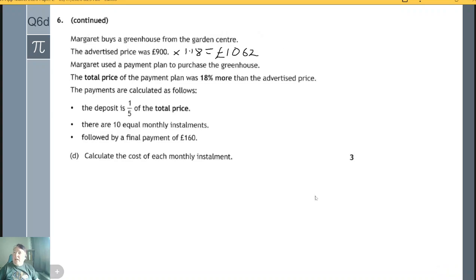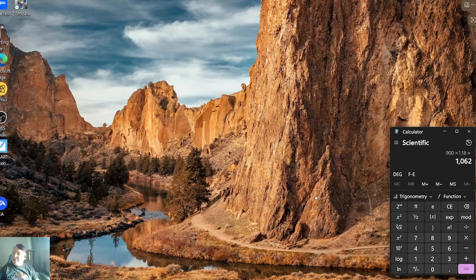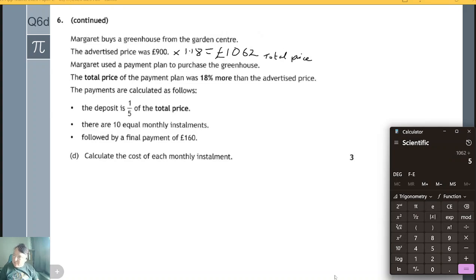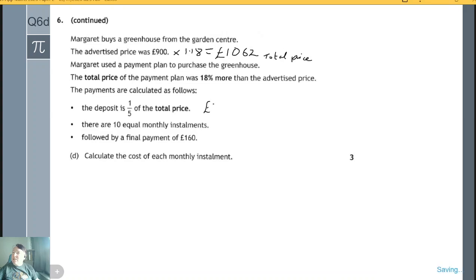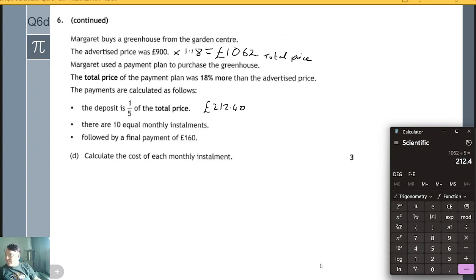Okay, a fifth of the total price. This is our total price. A fifth of that is the deposit. Well, we know how to find a fifth. That's really easy. We just divide by 5. So our deposit is £212.40. Was what that said, wasn't it? Yeah.